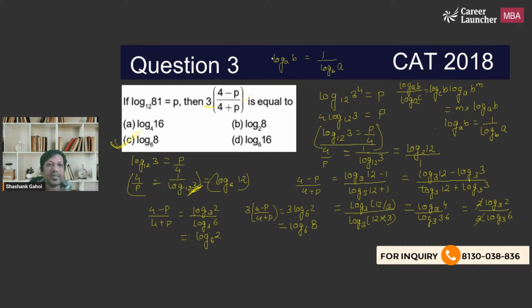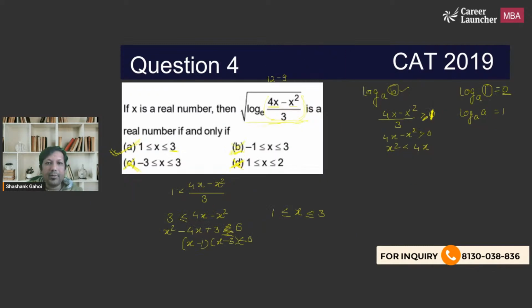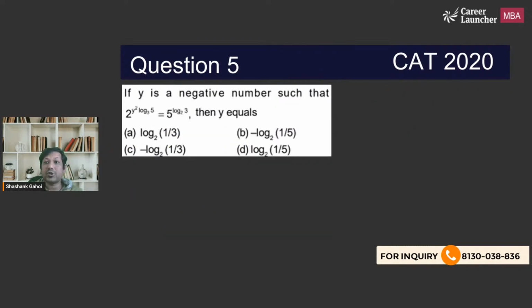Got it? So basically, this is a formula that we have discussed in the previous class. From here, I have taken the reciprocal and I got accordingly. Okay. Now let's move on to question number 5. It is a question from 2020. It looks a little tricky. It's not actually. It is a little different type of question.